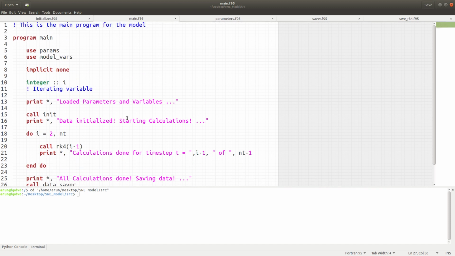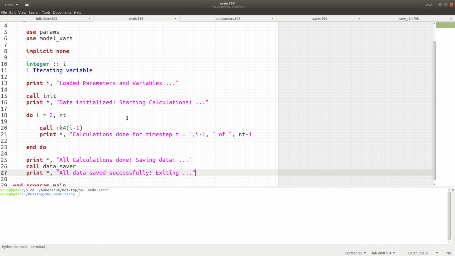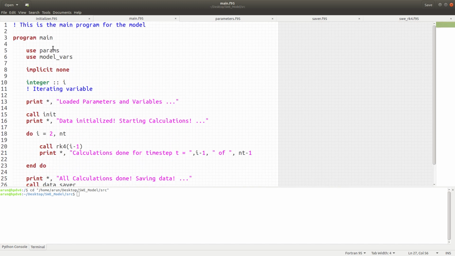This is our main program. Alright, so now this is how the structure works. The main program is going to call the parameter module and the model module.